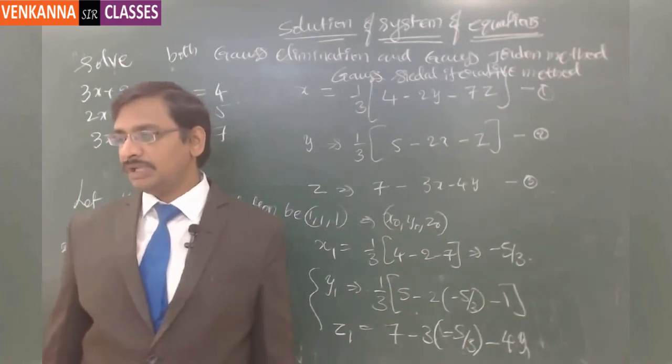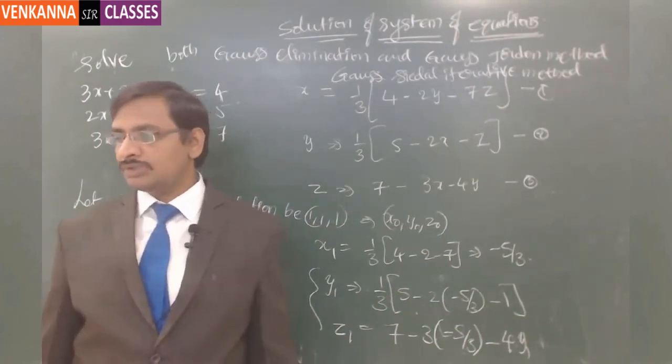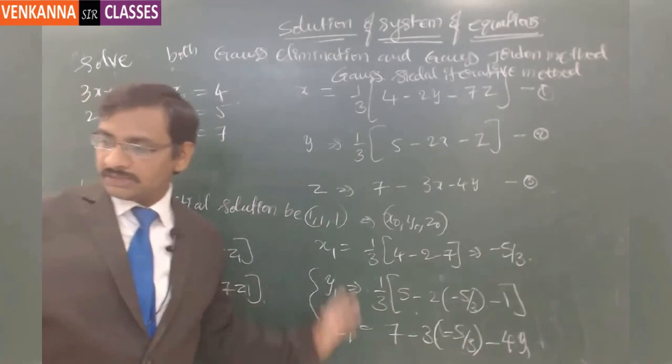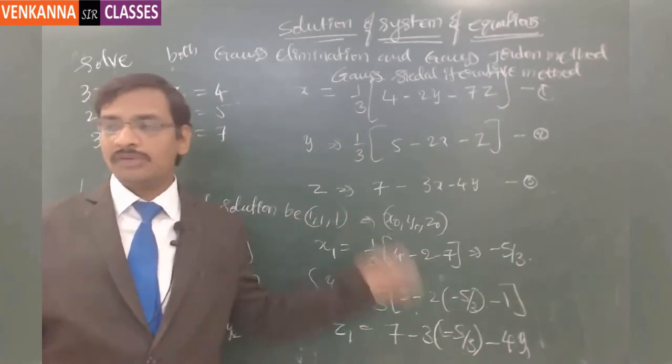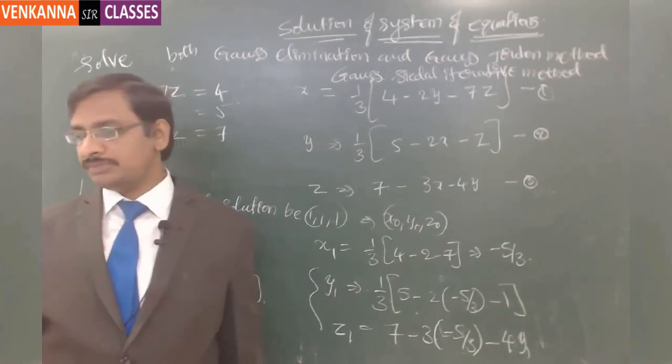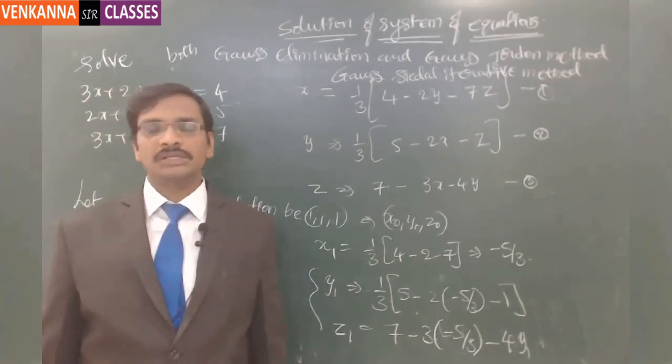Got it? So any questions on this? The same thing you can calculate and then cross check it. You are going to get the same answers again, but it will take more iterations. That you have to be cautious about. Clear? Any questions on this?